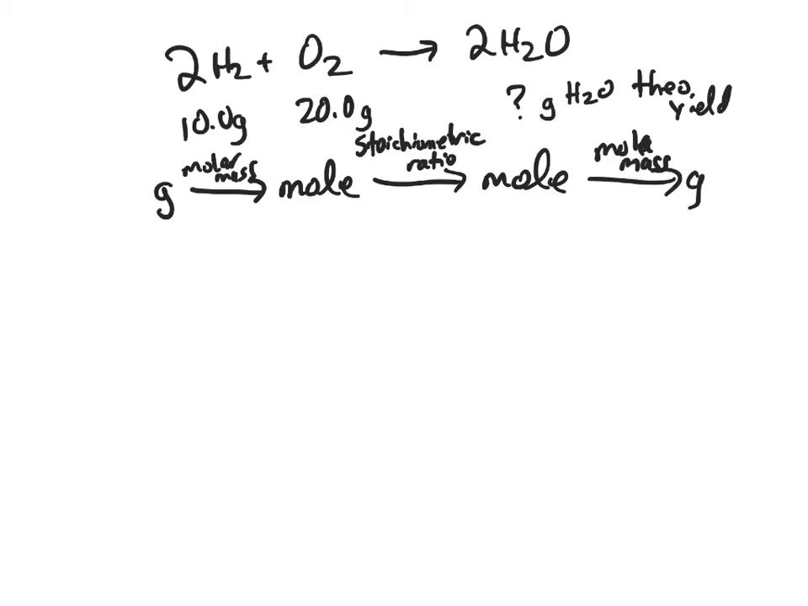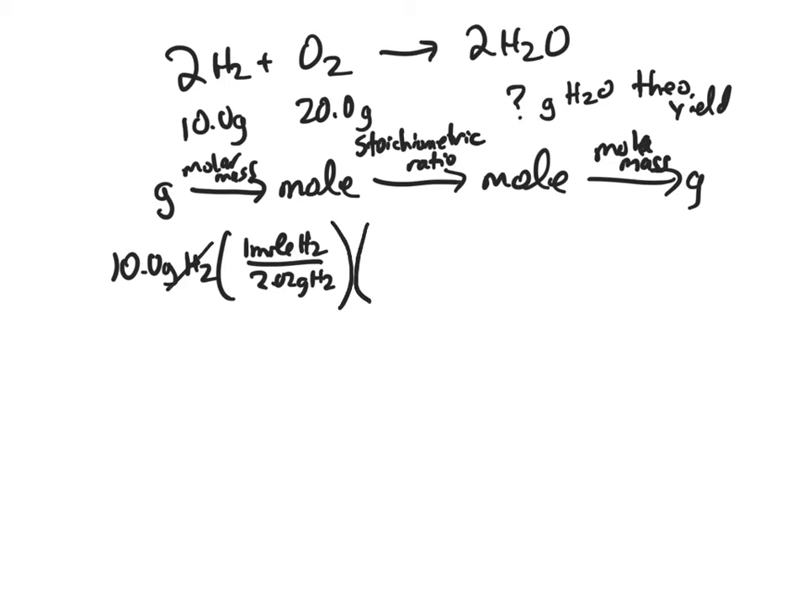So let's first do hydrogen. We've got 10 grams of molecular hydrogen. We want to convert that to moles of H2. From the periodic table, we can calculate that it's 2.02 grams per mole hydrogen. So now grams hydrogen cancels, we've got moles hydrogen. We now need our stoichiometric ratio. We want to get to moles water per moles H2. And from our balanced chemical equation, 2 moles water are produced from 2 moles of molecular hydrogen.